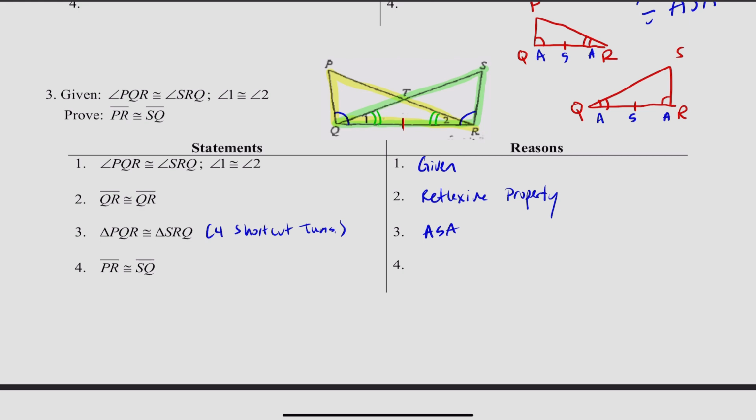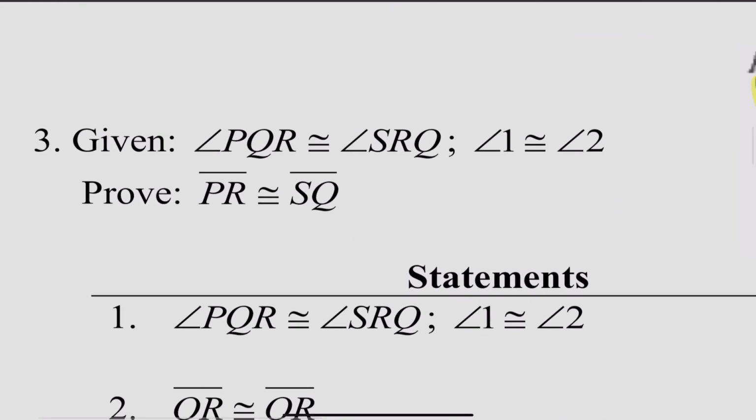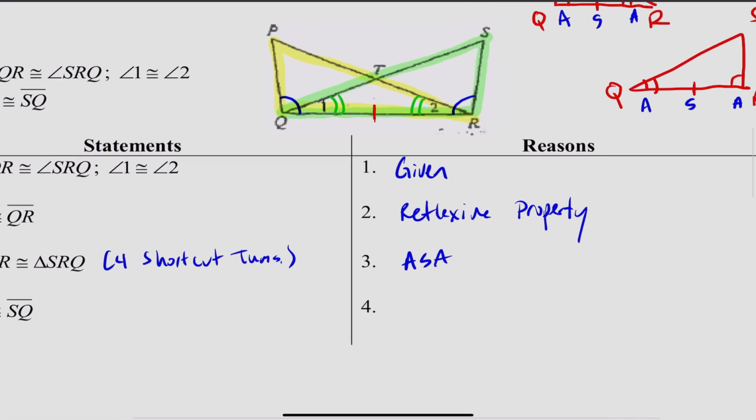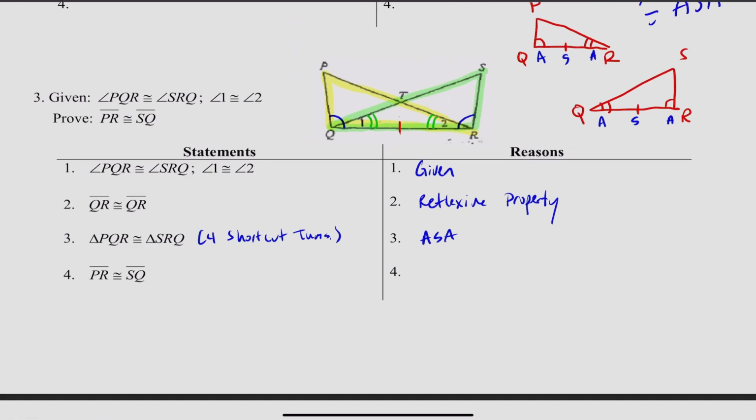So now, what's number 4? Well, I'm proving that segment PR is congruent to segment SQ. I'm not proving that the two triangles are congruent. Well, I already did over here, but the last thing, if it says that you're proving something else, not the two triangles congruent, then you're going to use something called corresponding parts of congruent triangles are congruent, aka CPCTC. Okay, so it's CPCTC for that one.